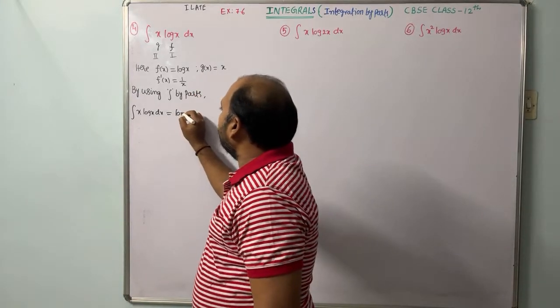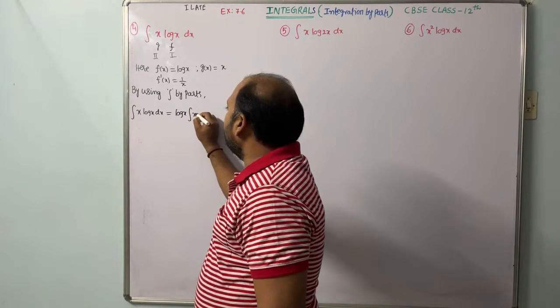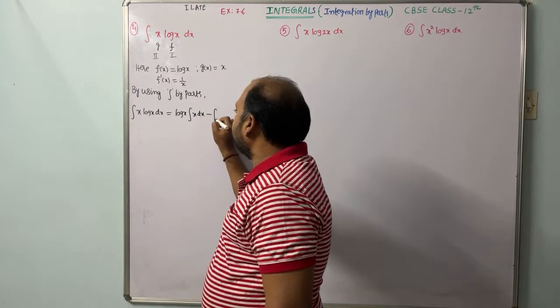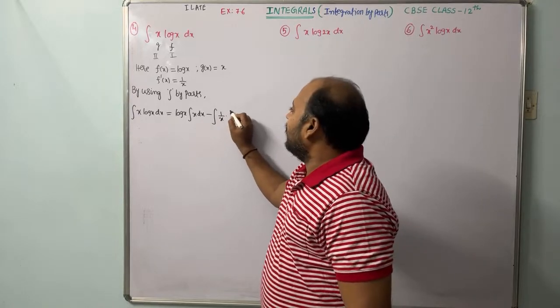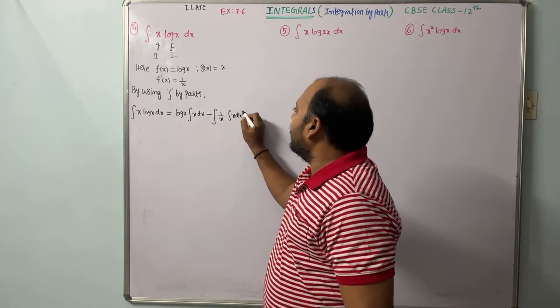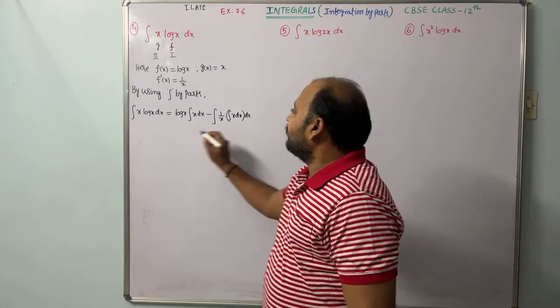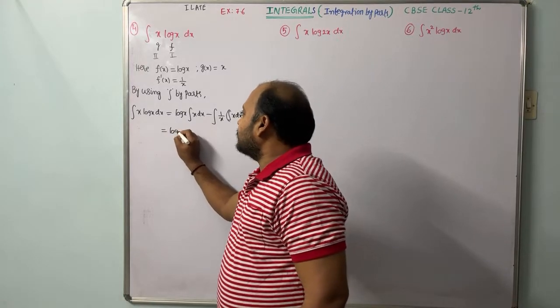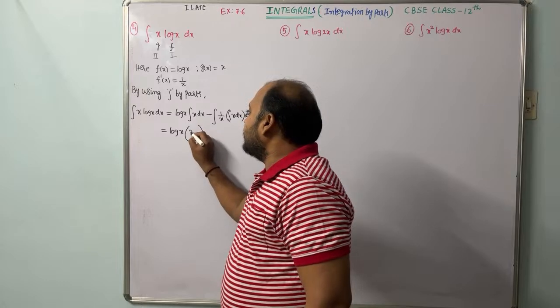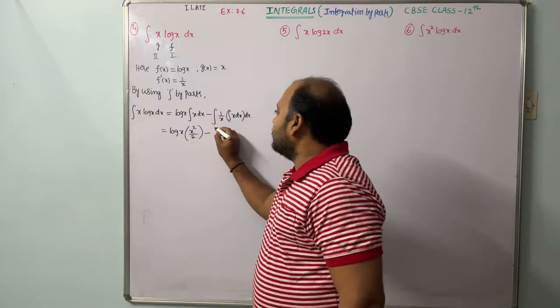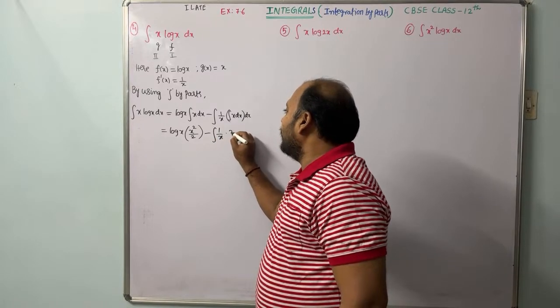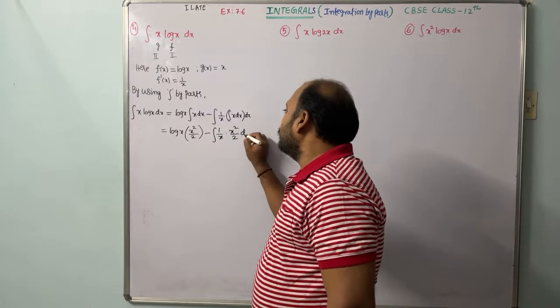F of x means what? Log x. Integral g of x means integral x dx, minus integral f dash of x, log x derivative is 1 by x, into integral x dx, whole dx. Okay, dear students? So now log x, integral x dx is x square by 2, minus integral 1 by x into integral x dx, which is x square by 2, into dx.